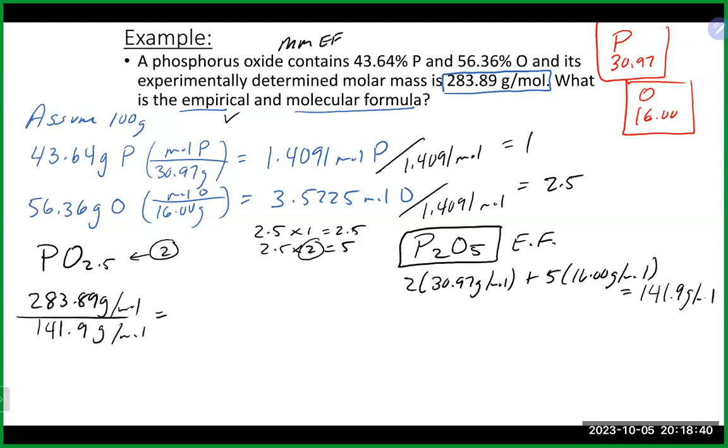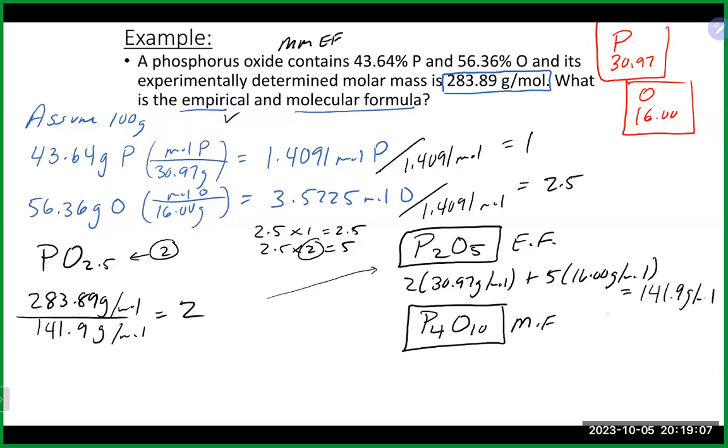And in this case here, if you punch it in right, would probably help as well. Let's try that there, 141.9. Looks like a 2 in this case. So that 2, once again, is what we're going to multiply the empirical formula by. And that would give us P4O10 in this case as our molecular formula.